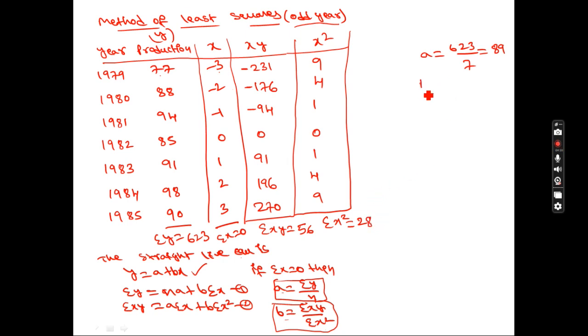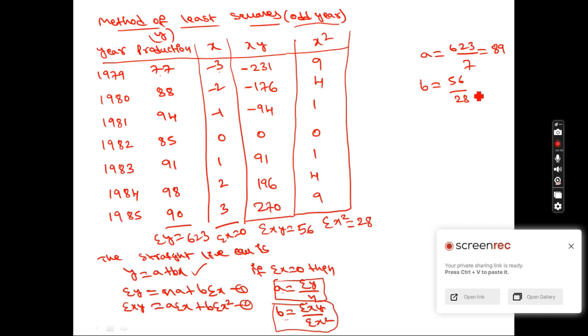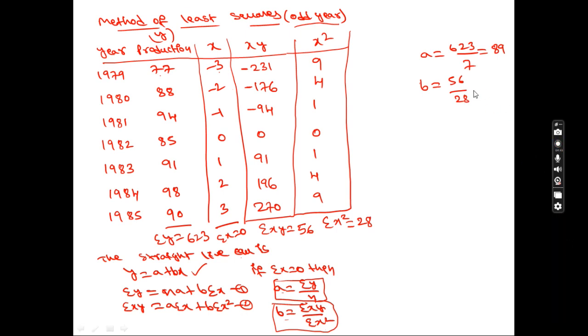So now how to calculate the b value? Now b is equal to what? Summation xy total is 56. Summation xy total 56 divided by 28. So it will become 2. So now you are getting the value of a as well as b.